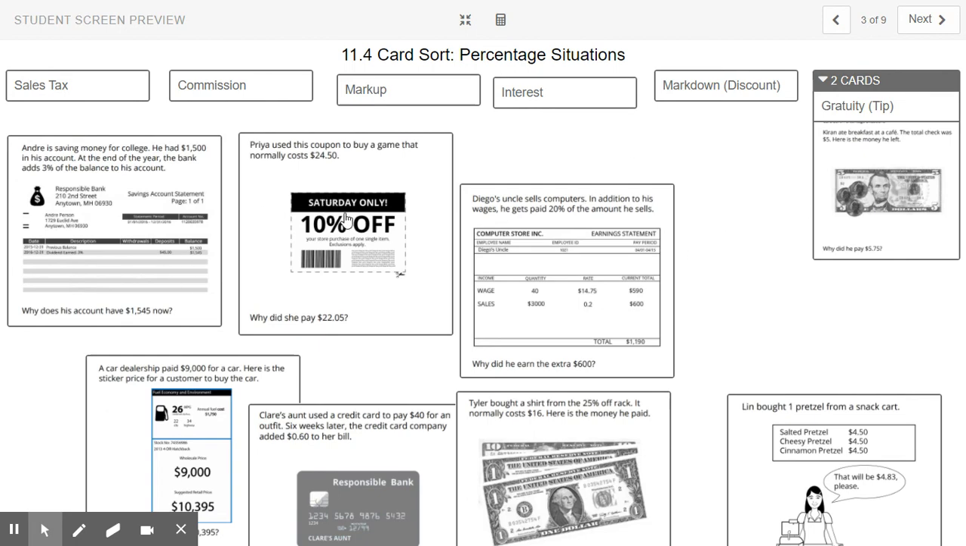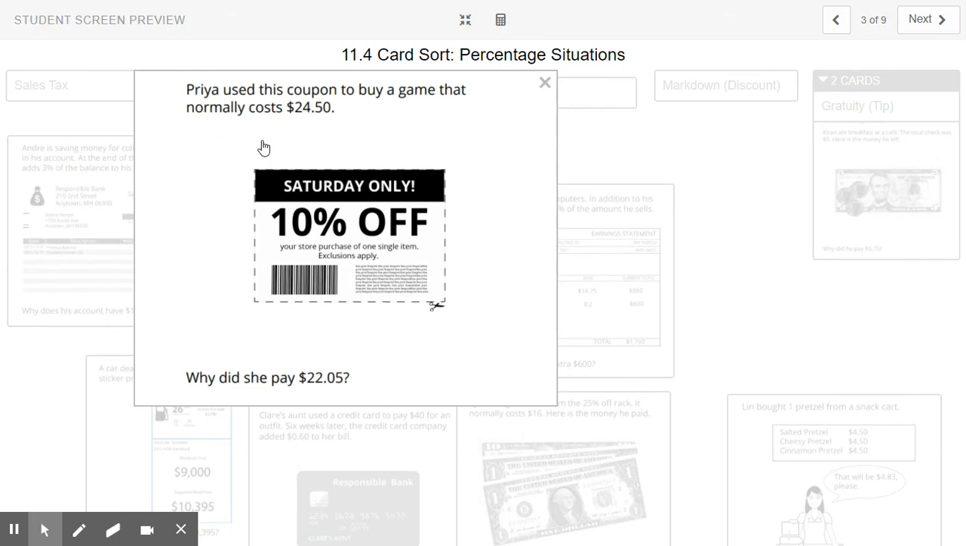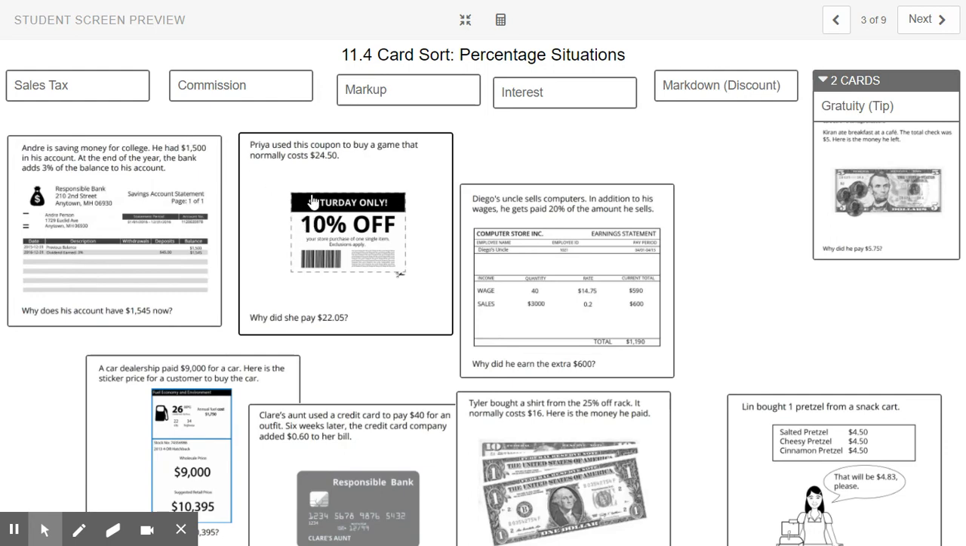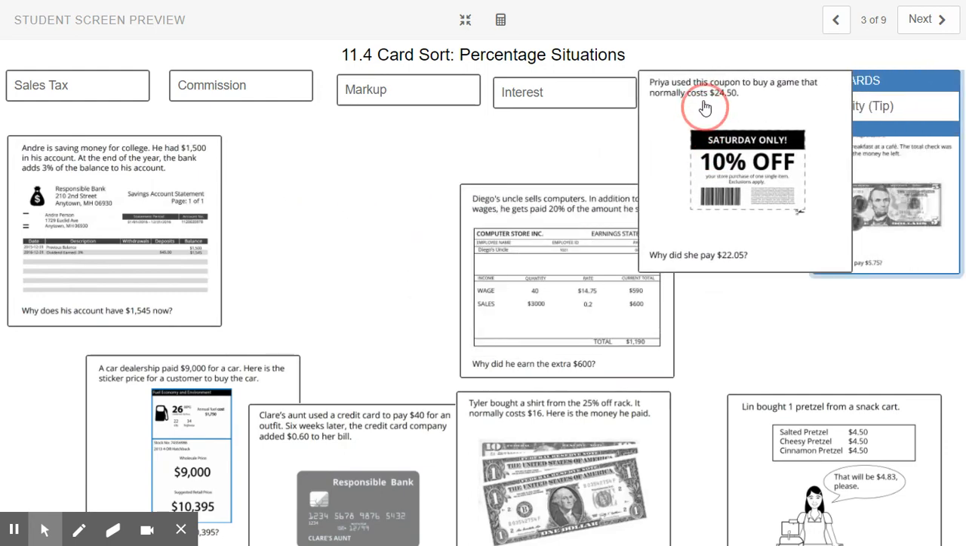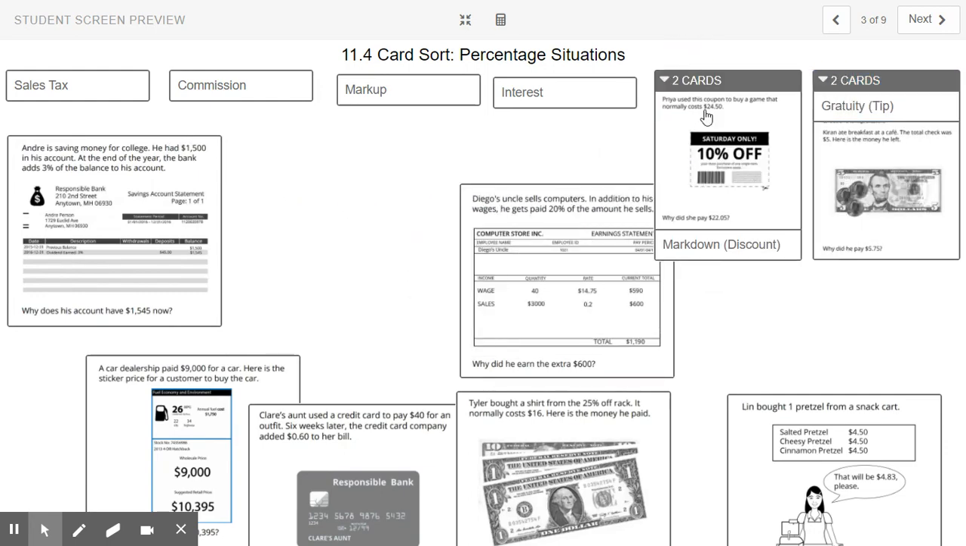All right, let's look at this one. So for this one, Priya used this coupon to buy a game that normally costs $24.50. So it's a 10% off coupon. Why did she pay $22.05? Well, she paid less than the original amount because she used a coupon, which is a markdown, right? Coupon makes the price go down. So that's a markdown.